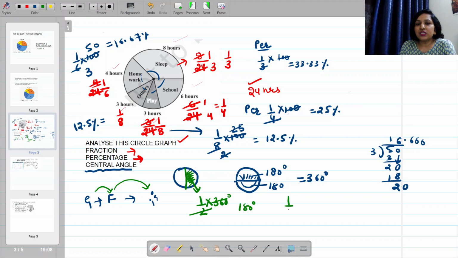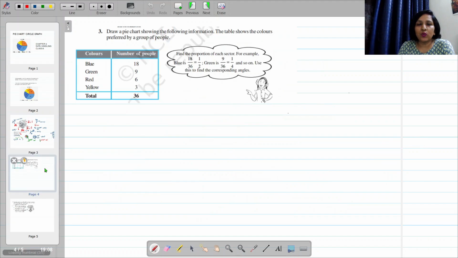If the fraction is 1/4, how does 1/4 look like? 1/4 means if I divide it in 4 equal parts and I take this fraction, I need to know what is the degree here. So 1 by 4 multiplied by 360 degrees. 360 by 4 is what? That is 90 degrees. So you need to measure 90 degrees here and then go accordingly. Right? This will become more clear when we'll do a question.